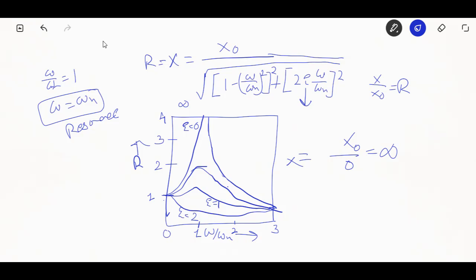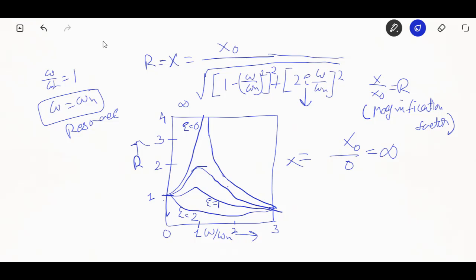This term is called the magnification factor. Okay, so this is a general idea about resonance.